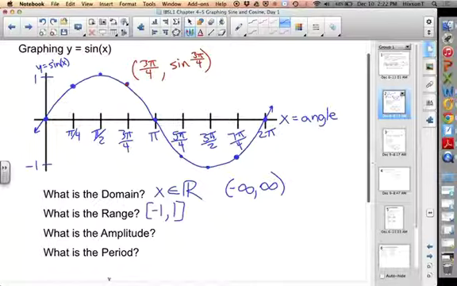What's our amplitude? 1. The max is 1. The min is negative 1. 1 minus the negative 1 is 2, divided by 2 is 1. In this case, that midline, that center line that I was telling you about, would be the x-axis. And we go up 1 to get to the max, we go down 1 to get to the min.